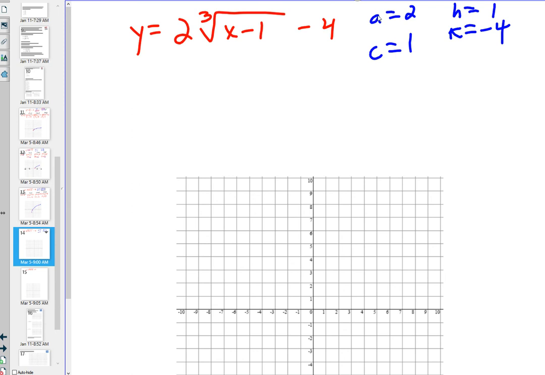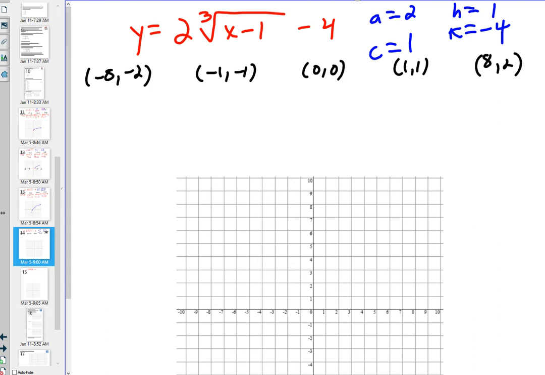So the most common points I use for cube roots, unless I have to make some adjustments, are going to be negative 8, negative 2; negative 1, negative 1; 0, 0, but 0, 0 is going to end up turning into H, K anyways. But I don't want you to see it. These are just the most common ones I use.